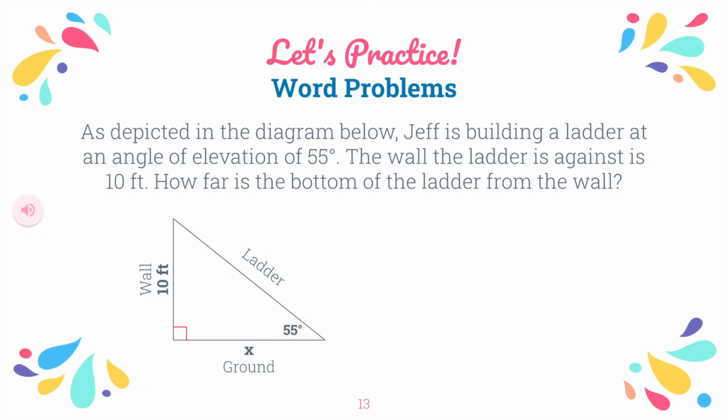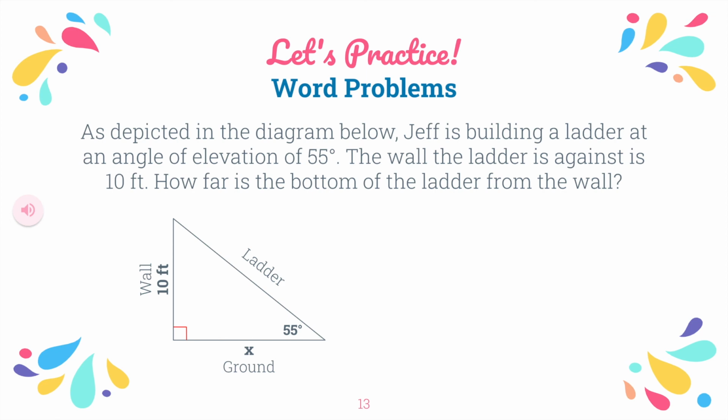Let's finish off today's lesson with the word problem. As depicted in the diagram below, Jeff is building a ladder at an angle of elevation of 55 degrees. The wall the ladder is against is 10 feet. How far is the bottom of the ladder from the wall?